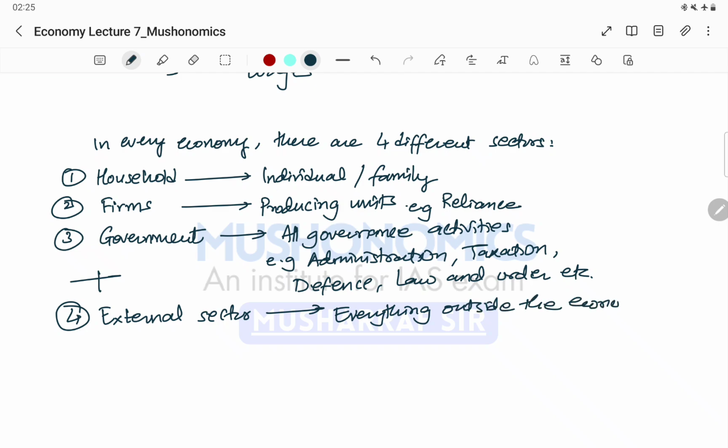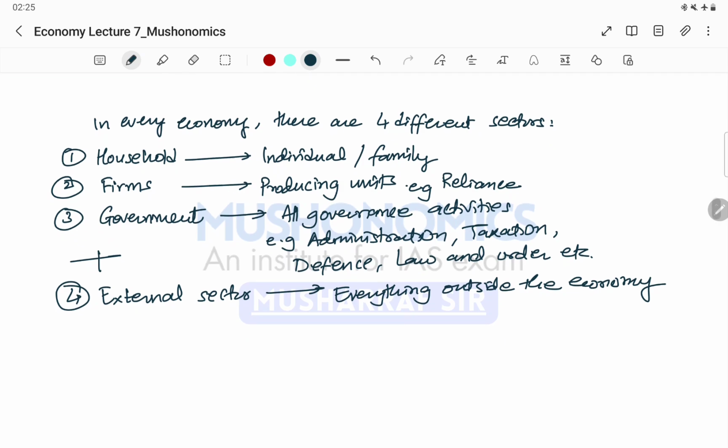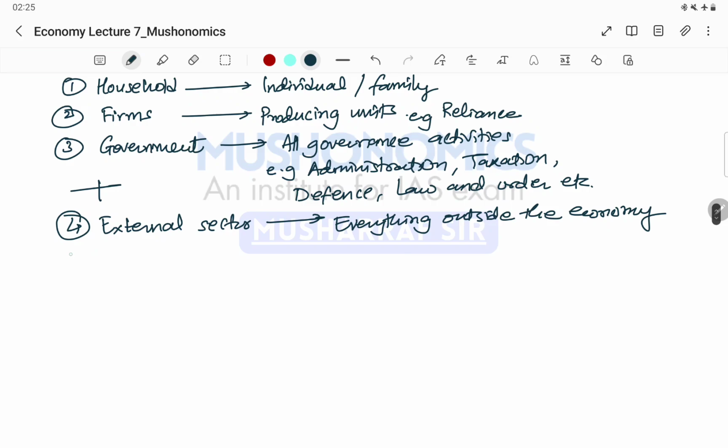That comes under what? Everything outside the economy. That comes under the external sector. We will discuss these things, and we will also discuss how these four sectors interact with each other. That will come under the circular flow of the economy. In the next class, maybe we will be discussing this topic, circular flow, right?